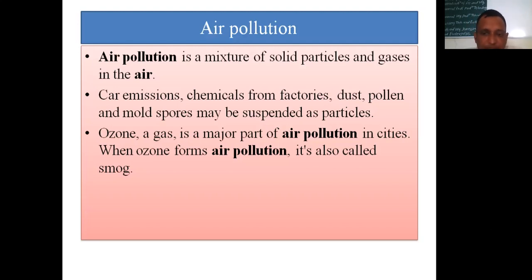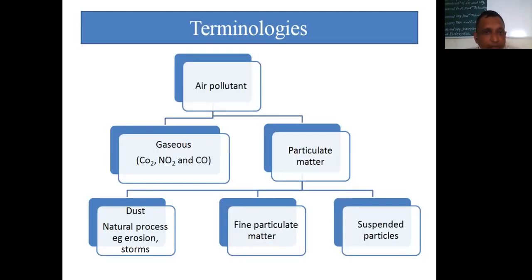If you look at the major air pollution in the cities, ozone is a gas. It is a major part of air pollution in the cities. When ozone forms air pollution, it is also called as smog. Now, let us look at the different terminologies which are used for the air pollution. First of all, what is meant by air pollutant?